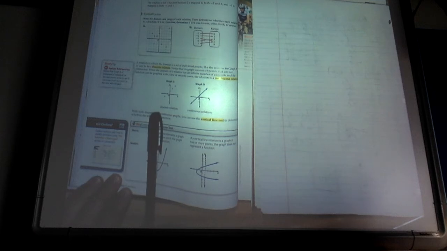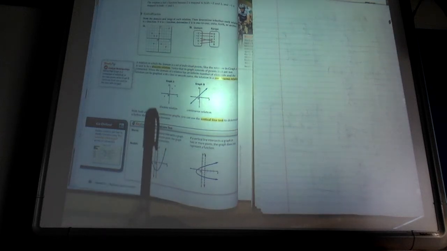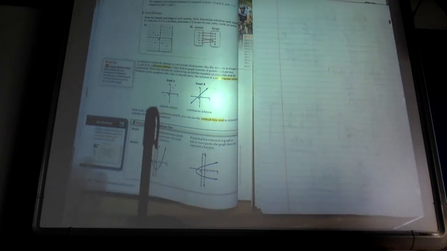Now, you can kind of see the dotted line here. If you can imagine that dotted line going back and forth across this, or if my pen is that dotted line, this pen never touches my parabola more than once anywhere.